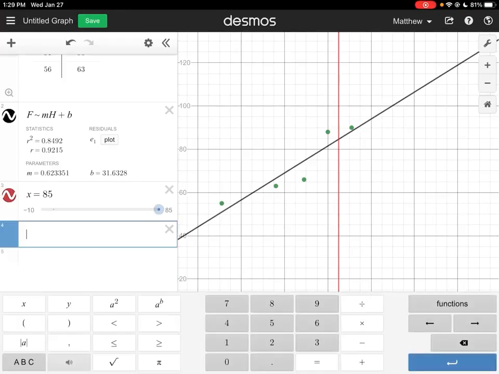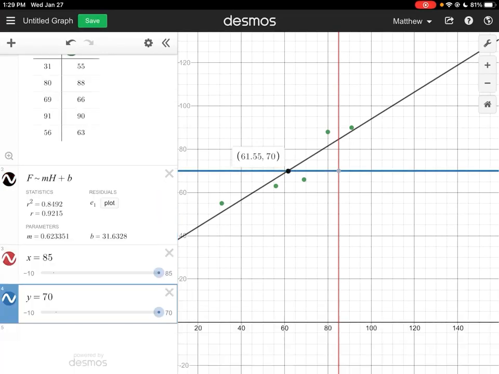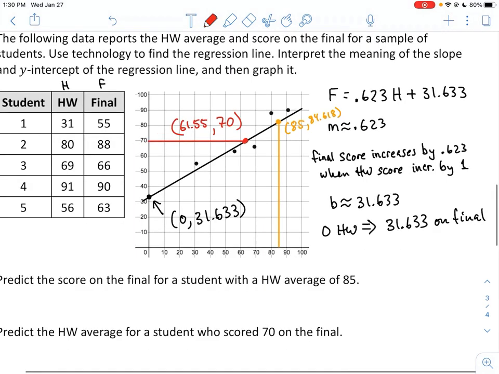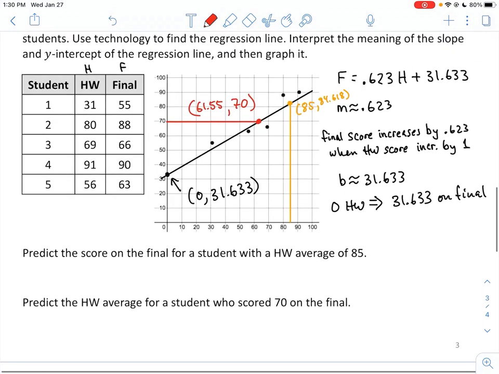And then for the other one, let's type in a horizontal line, which is y equals 70. Find out where it intersects the regression line, and there it is, 61.55. So if a student got a 70 on the final, then this regression line predicts that their homework score was a 61.55. Now, of course, there's no guarantee that this is correct. This is all using a mathematical model to predict things, although the more correlated the data is, the more you expect the predictions to be somewhat accurate. I heard a mathematician once say that all models are flawed, but some models are useful.